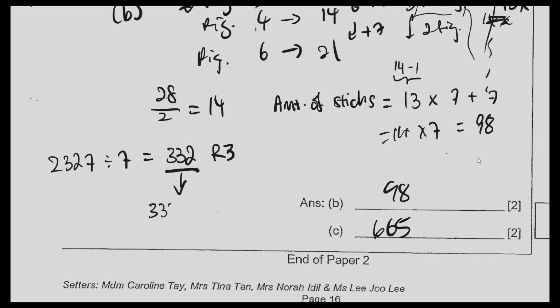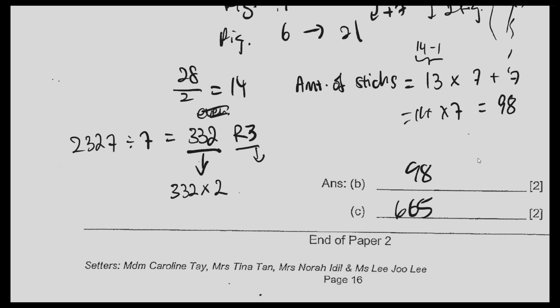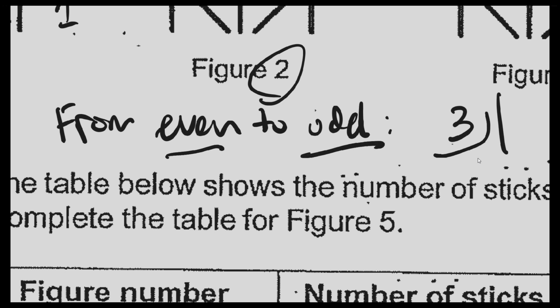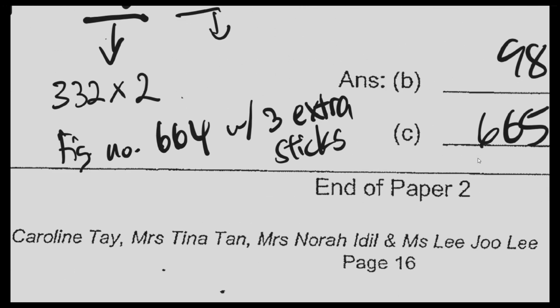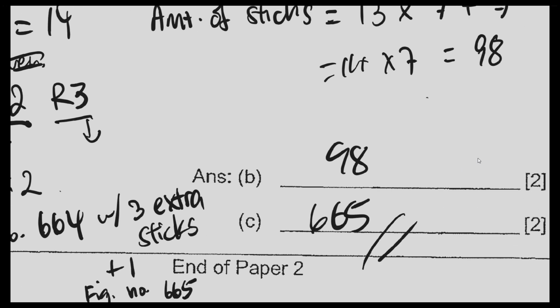Right, so this 332 is the amount of divisions of 2 figure numbers, right? So that's 332 times 2. What is this R3? It means that there's 3 remainder. Remember that this is even, right? So because 332 times 2, so this is figure number 664, right? And he has 3 extra sticks. You will recall that when we are going from an even number to an odd number, we take 3 extra sticks. So this is just perfect, plus 1 more figure number. So that'll be just figure number 665. Right, that's our answer.